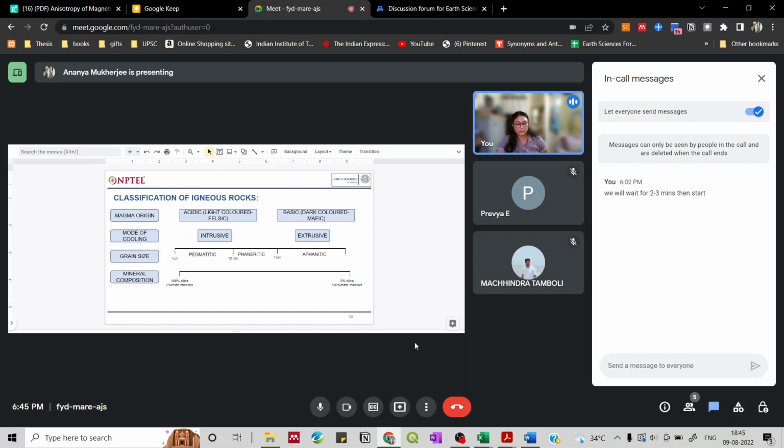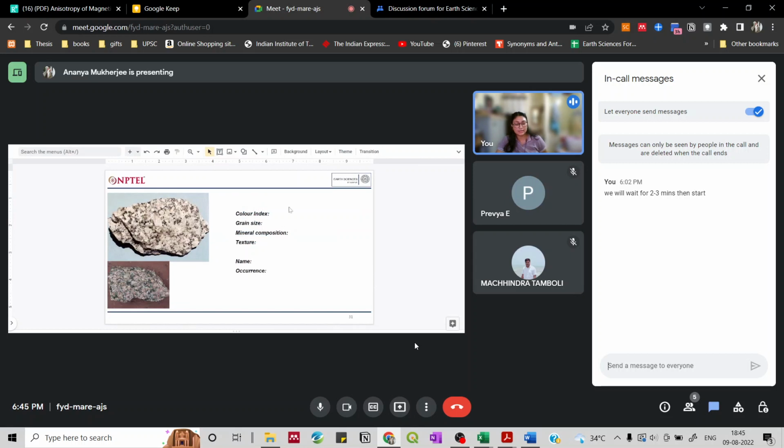And then you have classification according to mineral composition. Felsic rocks are light colored rocks that usually have more silica and very little or 0% mafic minerals. On the other end of the spectrum, you have ultramafic rocks, which have 0% silica and are mostly made up of mafic minerals.